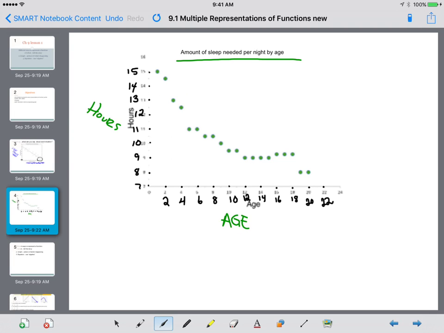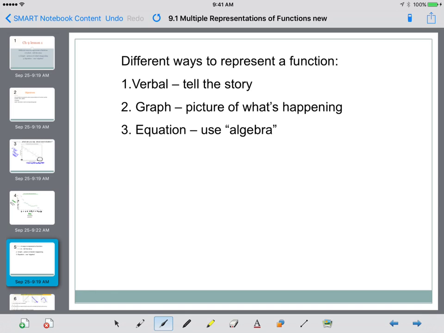The amount of sleep needed per night by age. Over here we've got your hours of sleep. Y-axis is your age. What could you say about this graph? I would start by saying it appears the older you get, the less sleep you need. So we got different ways to represent a function. We got verbal, which tells a story. Graph is a picture. The equation uses our algebra.